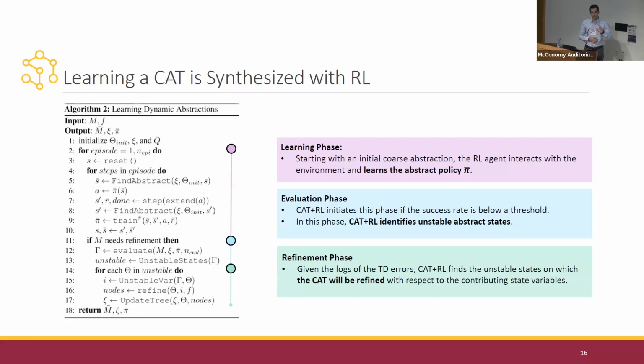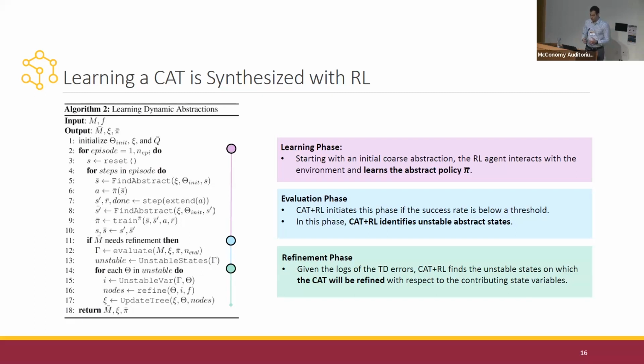In the evaluation phase, first of all, we fix the policy, but other than that, it's going to be the same RL routine, and then we collect the abstract transitions. We do that for a specific number of episodes, and that could be one of the hyperparameters of CAT-RL. Once that is done, we can identify the unstable states, and then the evaluation phase is done, and we can initiate the refinement phase.